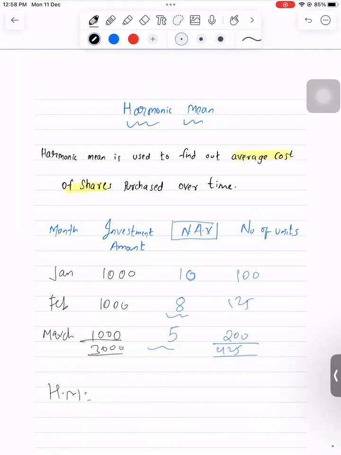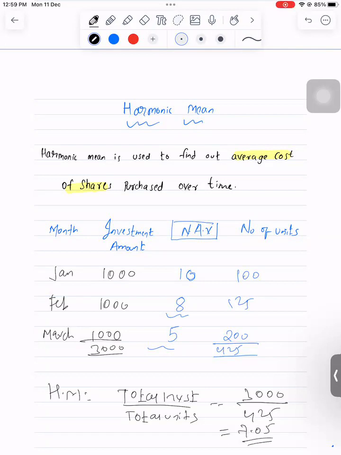Harmonic mean formula is total investment divided by total units. So total investment is 3,000, total units we have accumulated 425. When you do this calculation, you will get the answer 7.05. So on average, we have accumulated 1 unit at 7.05. This is your harmonic mean. So whenever you want to find out average cost price, you need to come up with the harmonic mean.